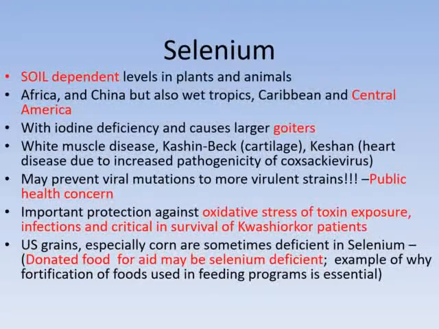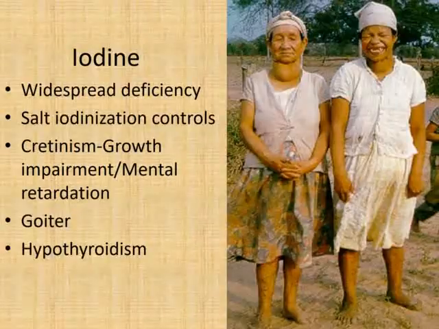Now, selenium also gives important protection against the oxidative stress of toxin exposure and infections, and it is critical in the survival of kwashiorkor patients. If you aren't familiar with that, we'll get to that later. In the U.S., corn especially is sometimes deficient in selenium, and donated food for aid may be selenium deficient, which is an example of why fortification of foods used in feeding programs is essential.